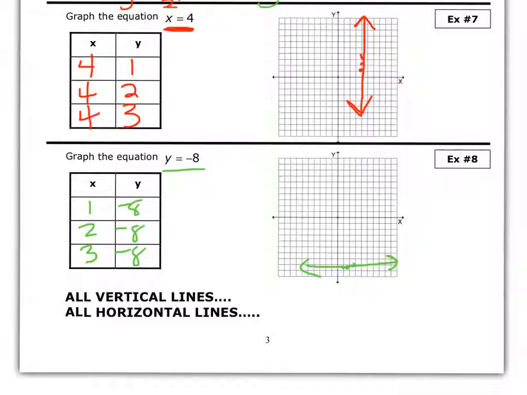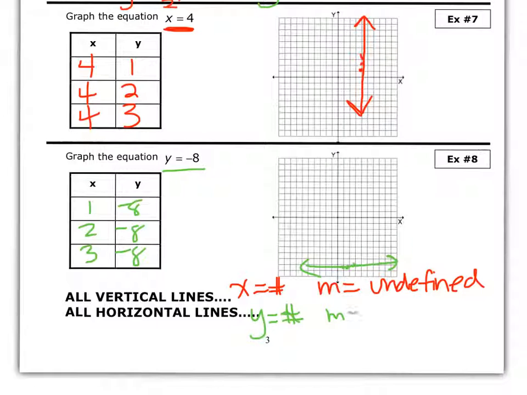So always make that table, but to add to that, all vertical lines will always be in the form of x equals some sort of number. And then your slope is always undefined. You cannot define a vertical line slope. Horizontal lines will always be the equation y equals some kind of number, and your slope is always 0.